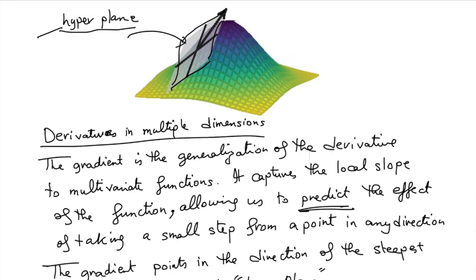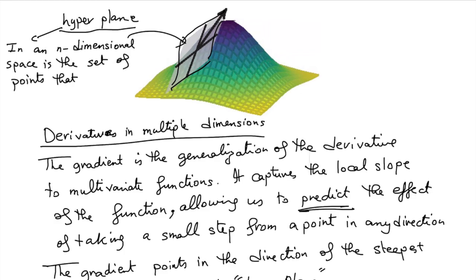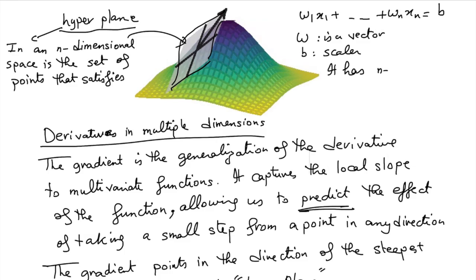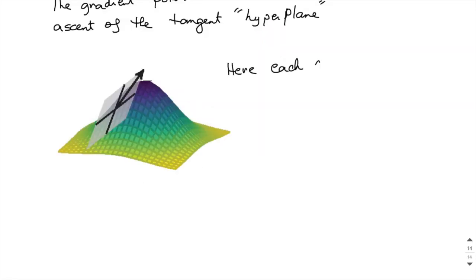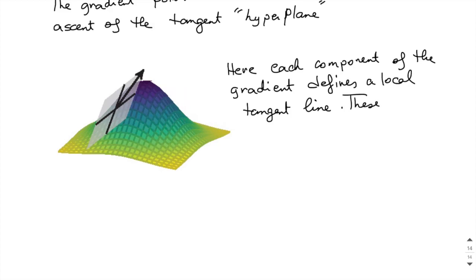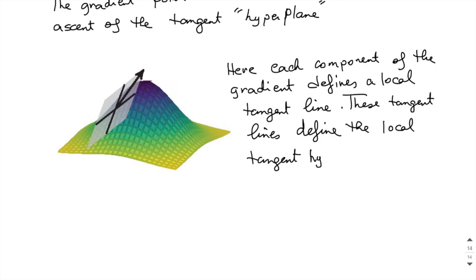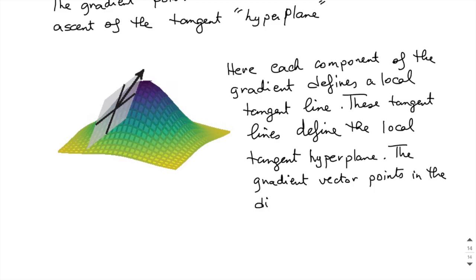What is a hyperplane? In an n-dimensional space, it is the set of points that satisfies this expression, w1x1 plus and so on, equal to b, where w is a vector and b is a scalar. It has n-1 dimensions. So here, each component of the gradient defines a local tangent line. These tangent lines define the local tangent hyperplane. The gradient vector points in the direction of the greatest increase.